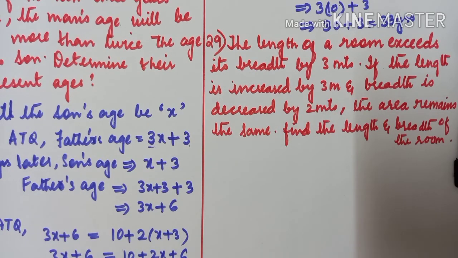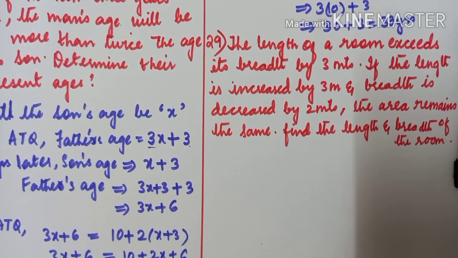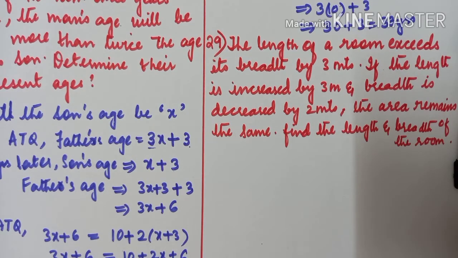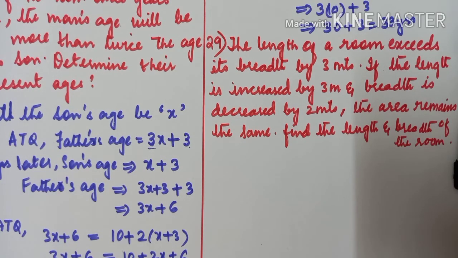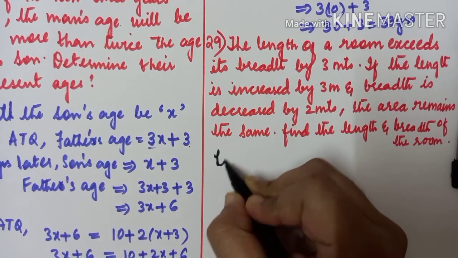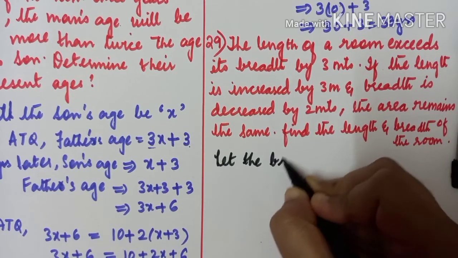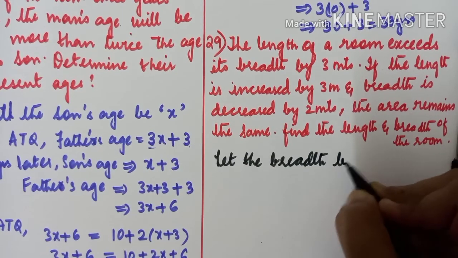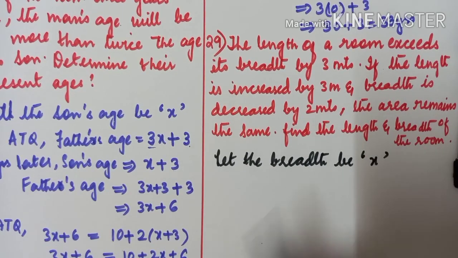Let us just assume the breadth or length. First of all we will read out the question and see what to assume first. The length of a room exceeds its breadth by 3 meters. It is talking about the length, but in the length, breadth is also mentioned. So actually we don't know the breadth only. First of all, let us assume the breadth be x.